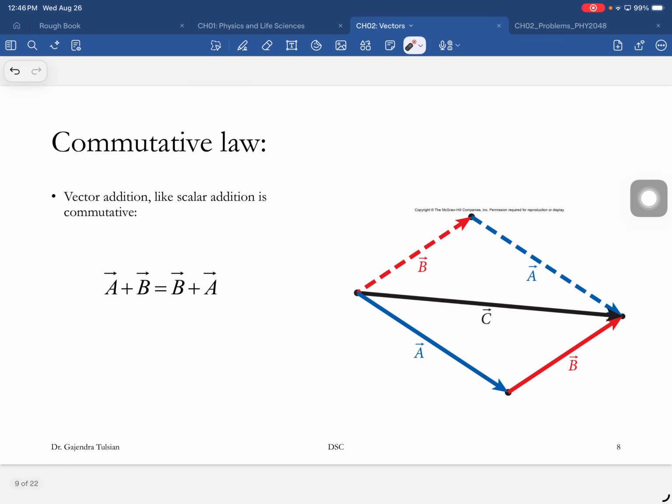That's known as the commutative law. It doesn't matter the order of addition. 4 plus 5 is equal to 5 plus 4, and that's true for vectors as well. And here it is for just two vectors in diagrams. Here's A plus B, and here's B plus A, and the sum is the same, vector C.